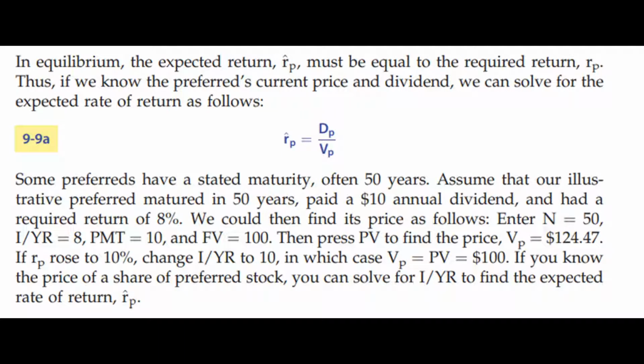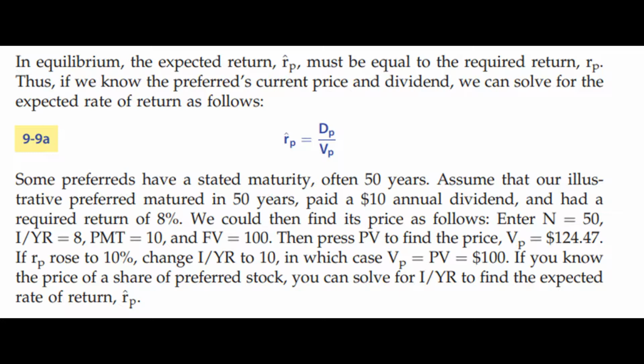In equilibrium, the expected return RP must be equal to the required return RP. Thus, if we know the preferred's current price and dividend, we can solve for the expected rate of return as follows. Some preferreds have a stated maturity, often 50 years. Assume that our illustrative preferred matures in 50 years, pays a $10 annual dividend, and has a required return of 8%. We could then find its price as follows.